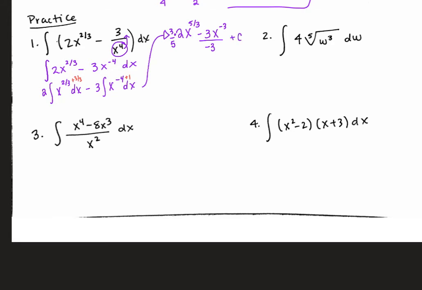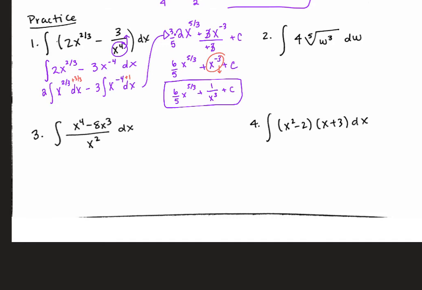And now I can simplify my fractions here. This becomes 6 over 5 x to the 5/3. The 3's will cancel and the negatives cancel each other out. So it'll be plus x to the negative 3rd plus c. The last thing I need to do is move that down to the bottom so it's a positive exponent. So I have 6 over 5 x to the 5/3 plus 1 over x to the 3rd plus c. And that's my final answer for number 1.